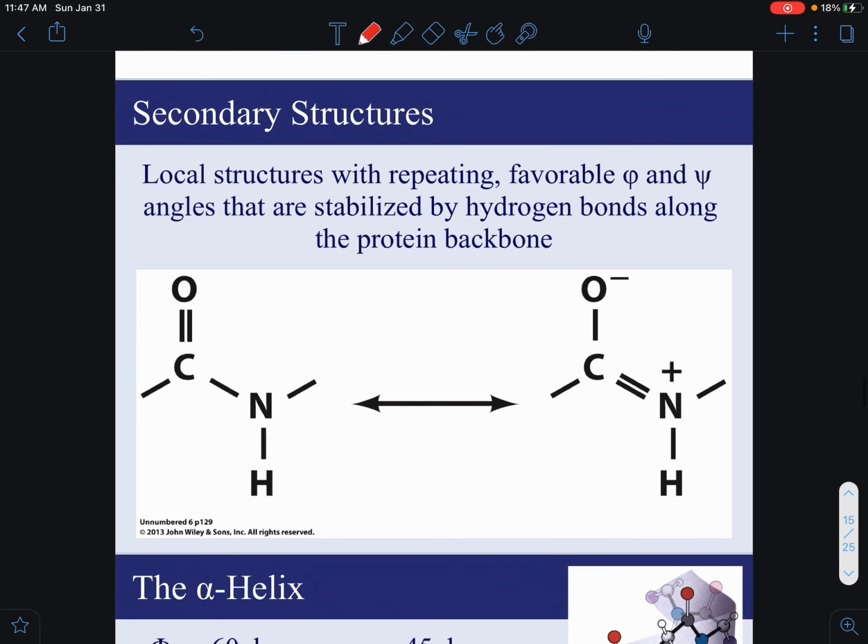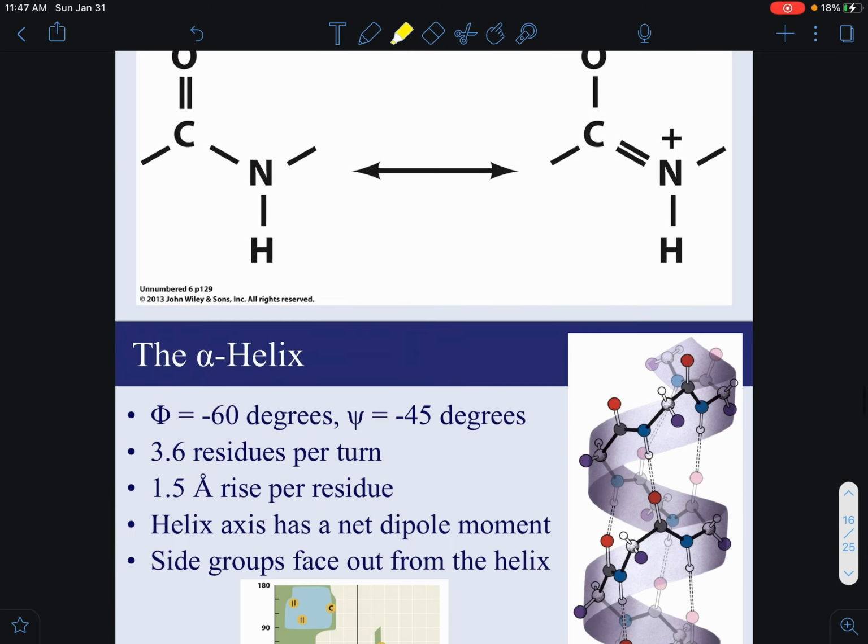So now secondary structures, these are local structures with repeating favorable angles. Don't need to know much about that, but they're stabilized by hydrogen bonds along the protein backbone. That is the very most important thing that you need to know about secondary structure.